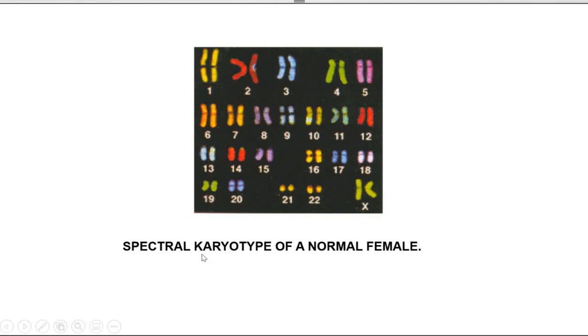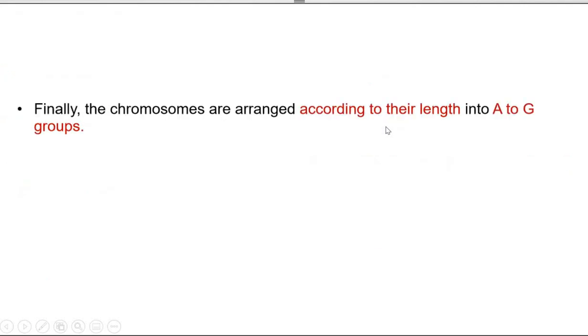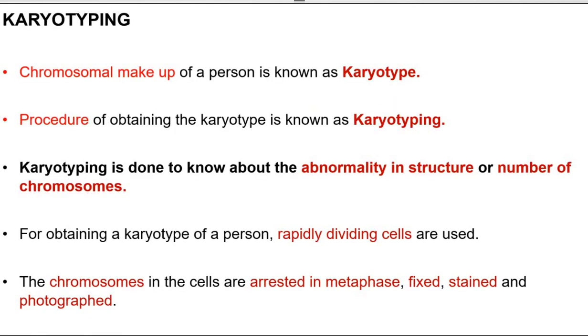Now, you must be wondering that the man is using the word karyotyping, and what is it? So, we will see what karyotyping is. Karyotyping is basically, the chromosomal makeup of a person is known as the karyotype of a person, and whatever procedure you follow for getting this chromosomal makeup is known as karyotyping.